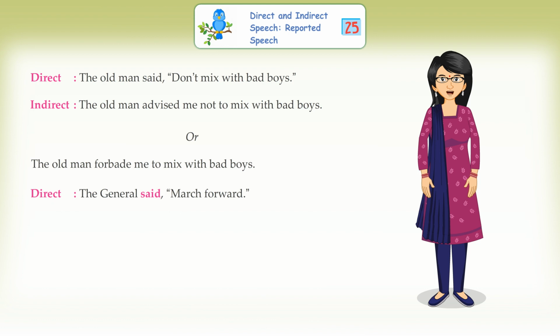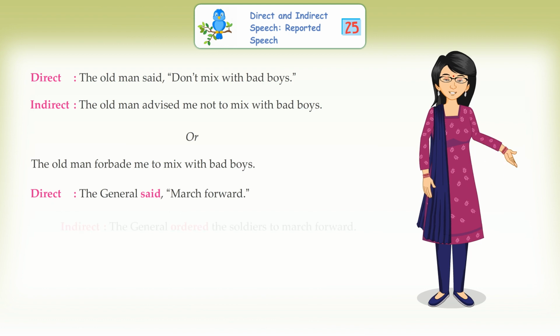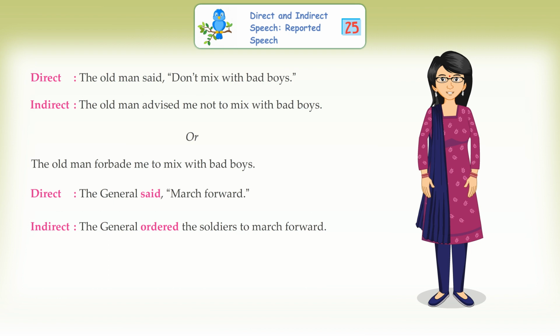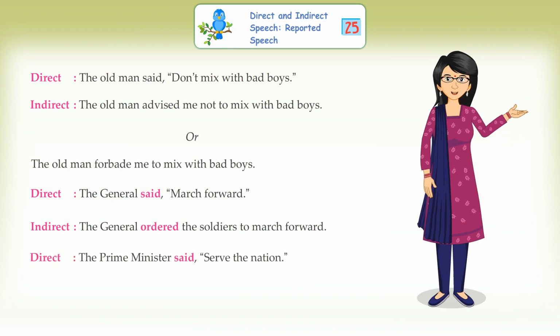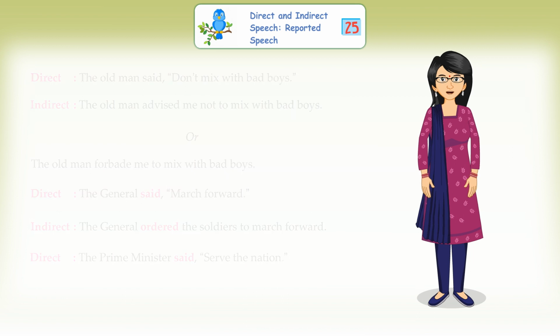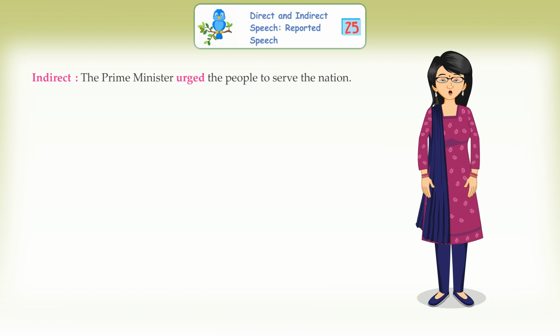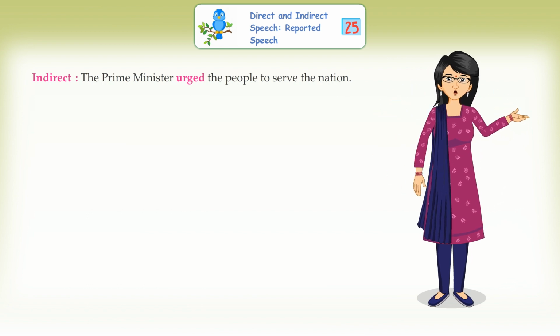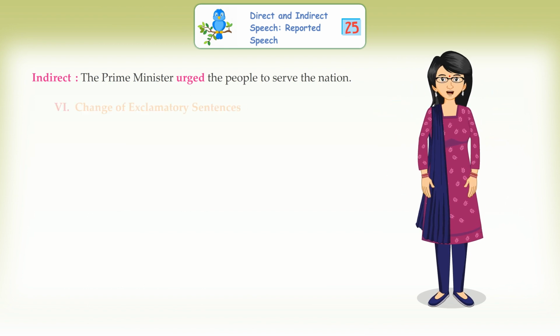Direct. The general said, "March forward." Indirect. The general ordered the soldiers to march forward. Direct. The Prime Minister said, "Serve the nation." Indirect. The Prime Minister urged the people to serve the nation.